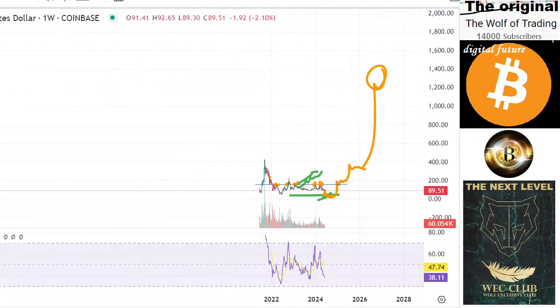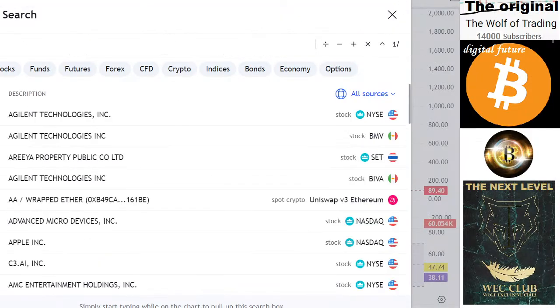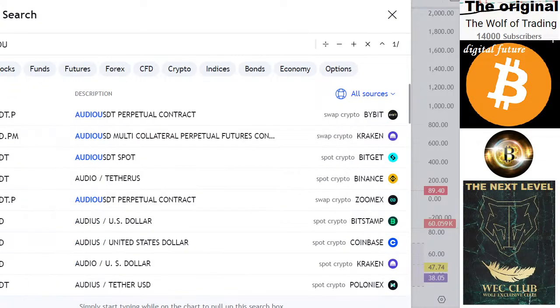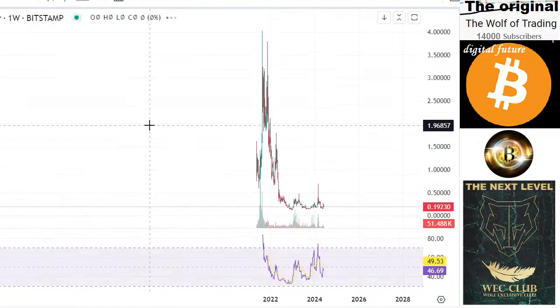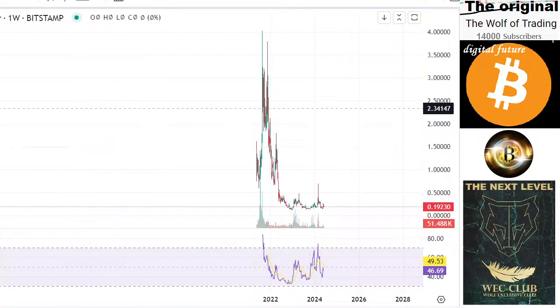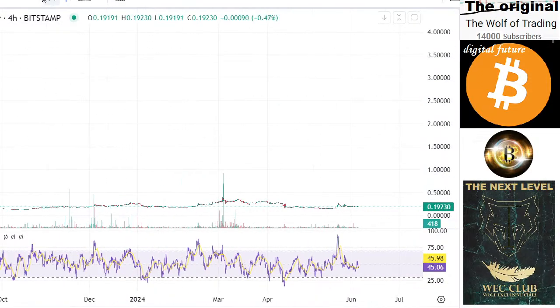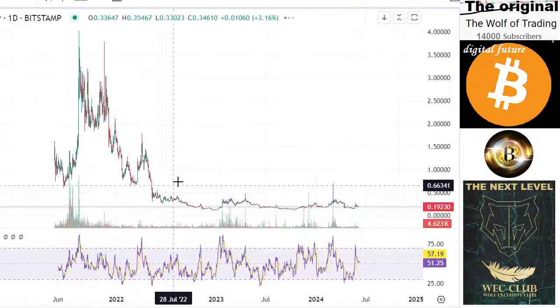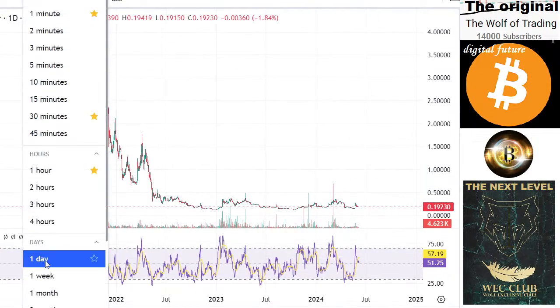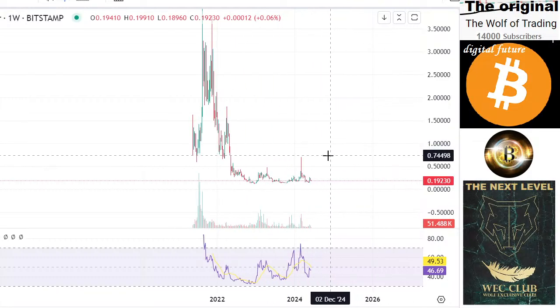So we're looking here at Audius. I recommended for you the Wolf price target, or Wolf next target, to look at how far the price will go or how far you can short the price, because it is sometimes useful to look exactly at the charts, not looking at news. News is all fake. Let's look here.